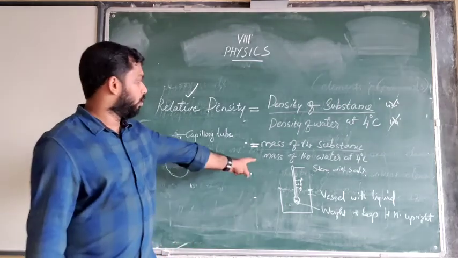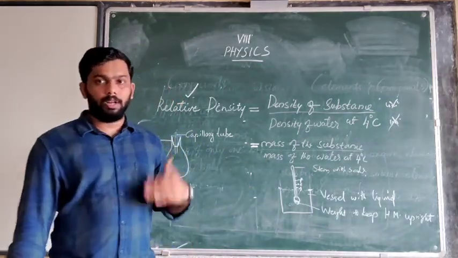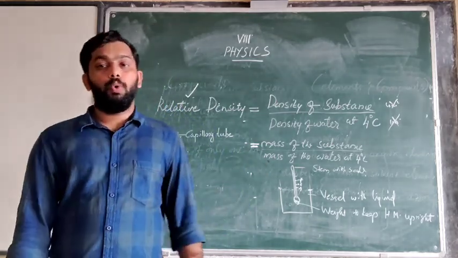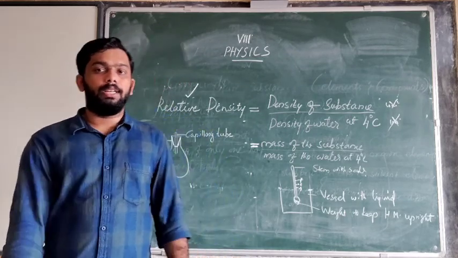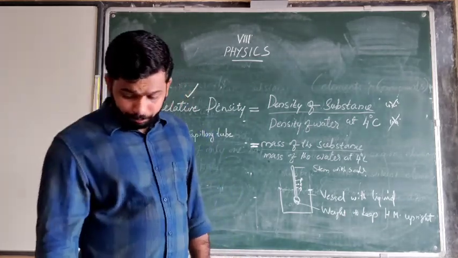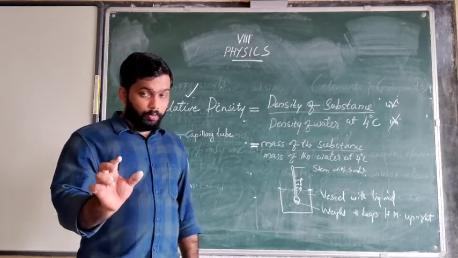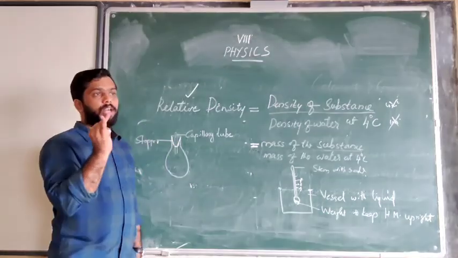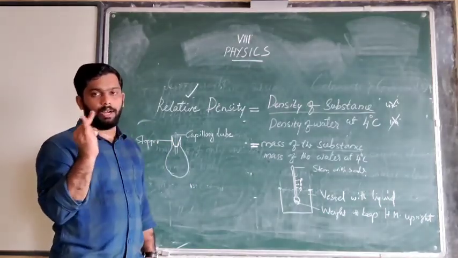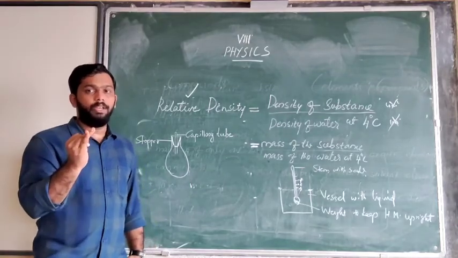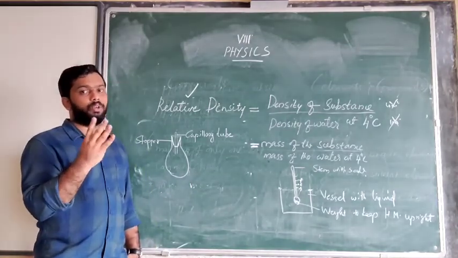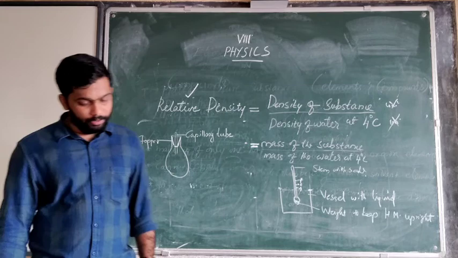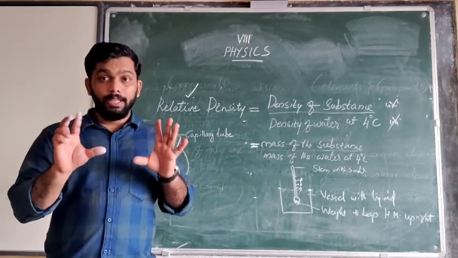We have to find out the mass of the water because we are relating the density of the other substances with respect to water, and we are taking the ratio, thus we are getting the relative density. Now, we take a density bottle, then the unknown liquid, for example kerosene, third one a physical balance, and fourth one distilled water. These are the four materials required for this experiment. This is a very simple experiment.